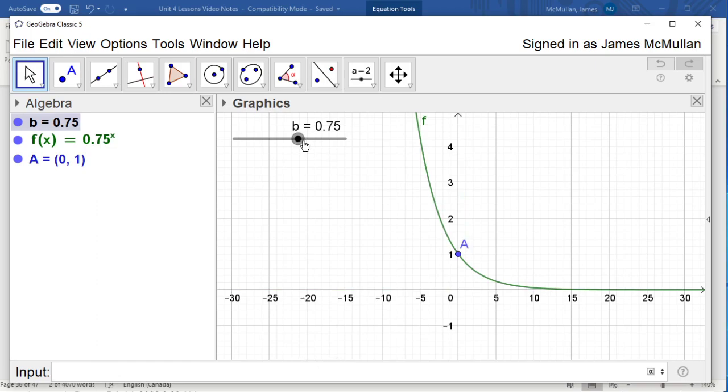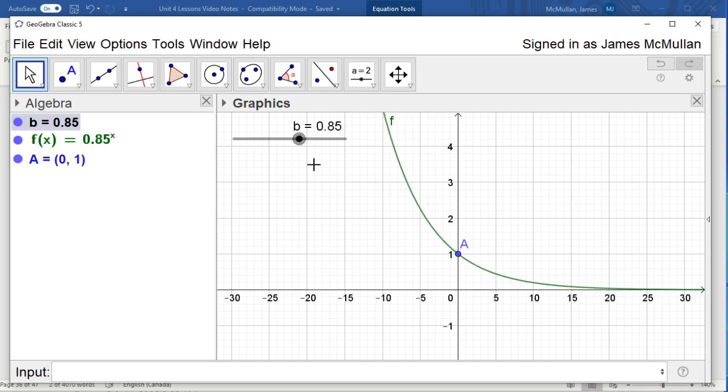When b is a fraction, you reflect the graph to the other side, and you are now looking at exponential decay. So it's not growing, it's decreasing at this point. From left to right, the function is going down.